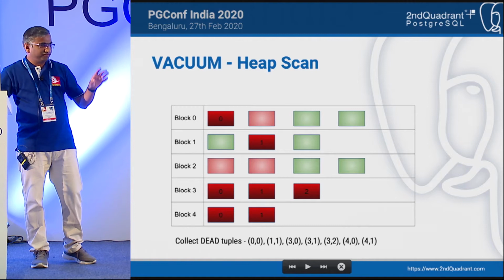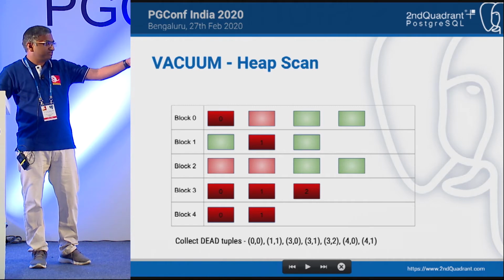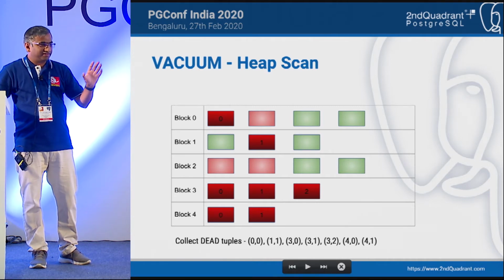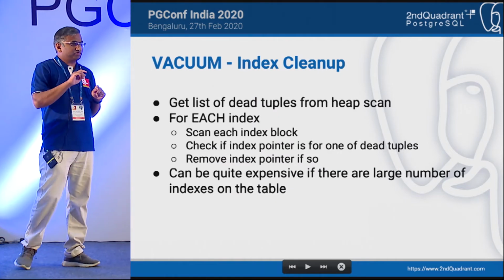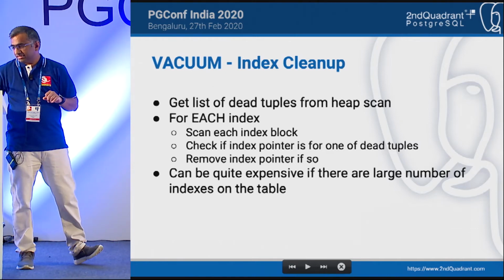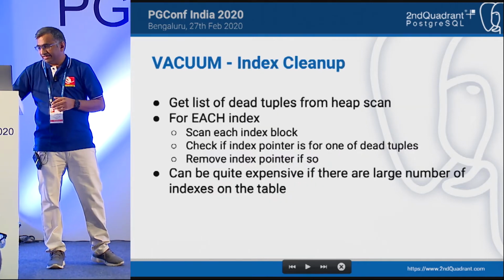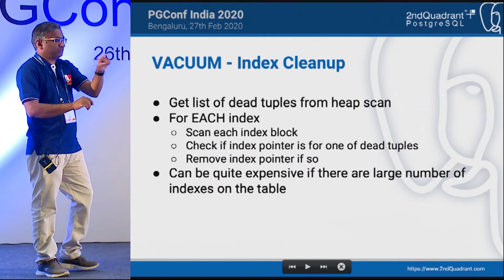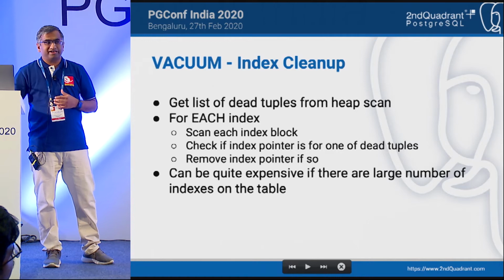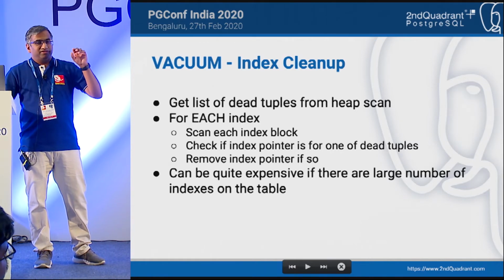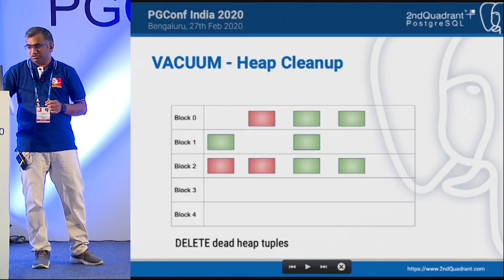So this is how it works. The first phase is scanning the heap. So I'm collecting the dead tuples, so I'm just marking block number 0, tuple 0, block 1. So all dark red boxes are being collected. And then in the second phase, where we clean up the index, we take the list collected in the first phase and then go and check the indexes and find which index pointers are actually pointing to those tuples and remove all those index pointers. For correctness purposes, it's important that the index pointers are removed first before the heap rows are removed.